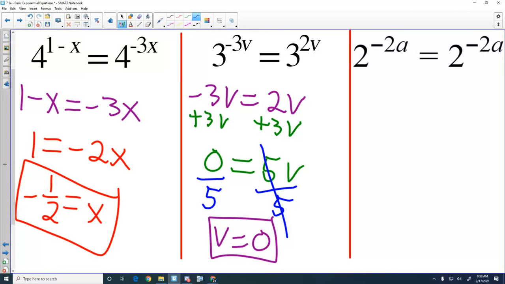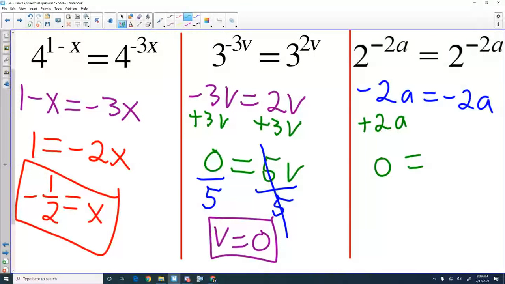The last one's kind of weird. Negative 2a equals negative 2a. Now, just like that previous problem, I want to get all the a's on one side. So I'm going to add 2a to both sides. When I do that, just like over there, we got a 0. But here, when I add 2a, I also get a 0. Does that mean no solution? Not necessarily. The variables are gone, but is that a true statement? Does 0 equal 0? Yeah, so what's that mean in general for the solution to this problem?